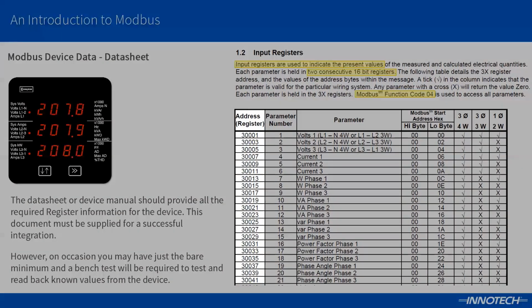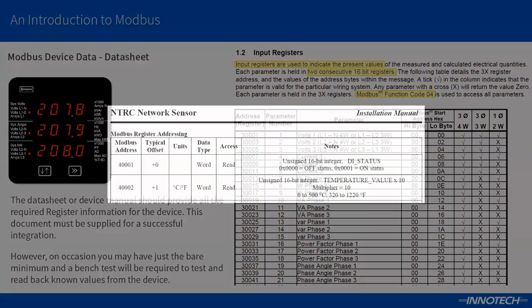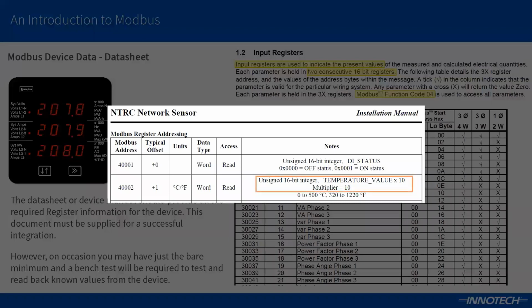Notice that the register numbers skip a value as you read down the list. This is generally a giveaway that you're dealing with 32-bit values. The datasheet may also advise if any scaling needs to be applied to the raw values, as shown in this Modbus sensor datasheet. In this case, we would need to insert a 0.1 multiplier to obtain the correct scaled value in the Omni Modbus comms input block.